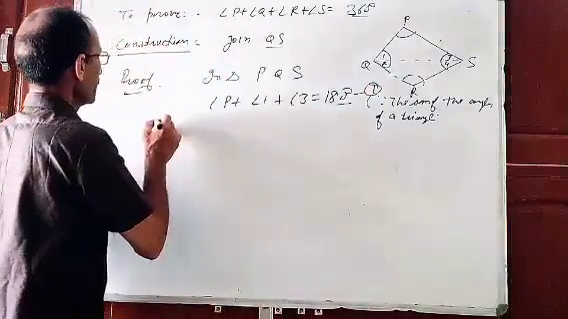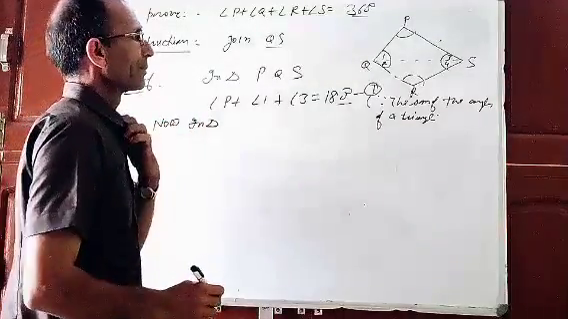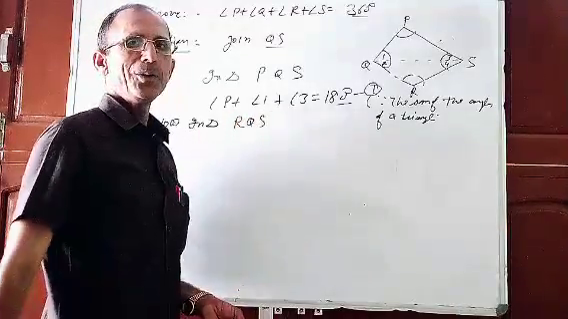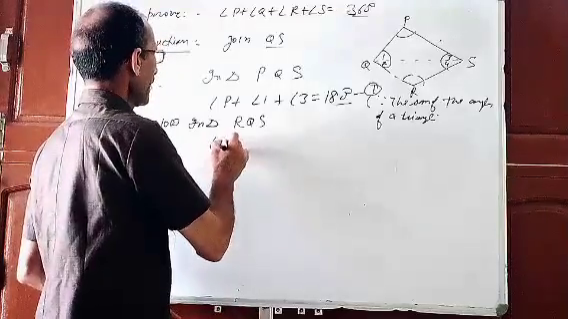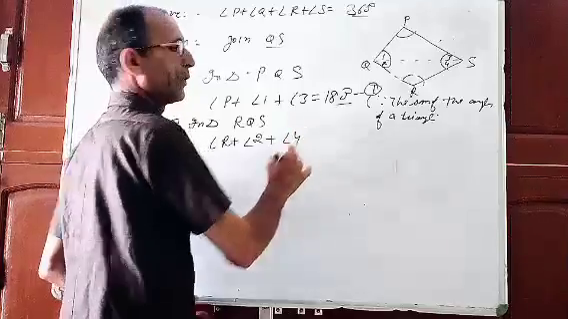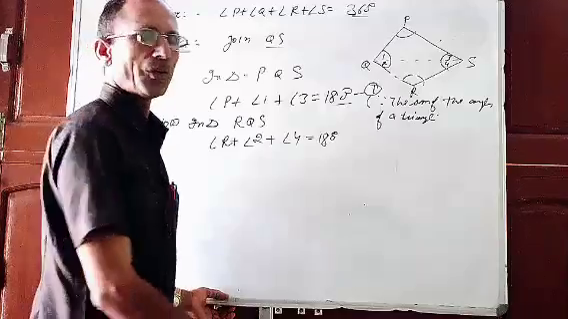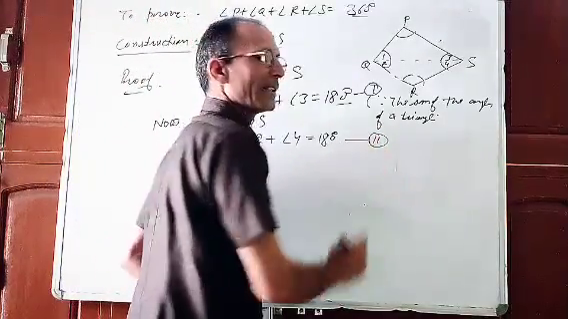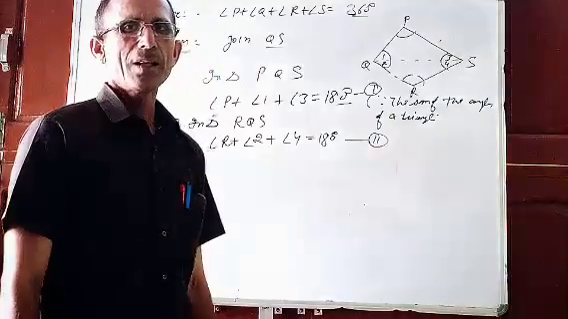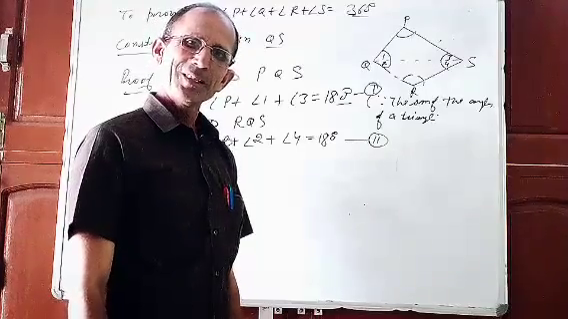Now in triangle RQS, angle R plus angle 2 plus angle 4 is equal to 180 degree. This is equation number 2. Angle sum property, because the sum of the angles of a triangle, same rule. The sum of the angles of a triangle is 180. Have you understood? Very simple.